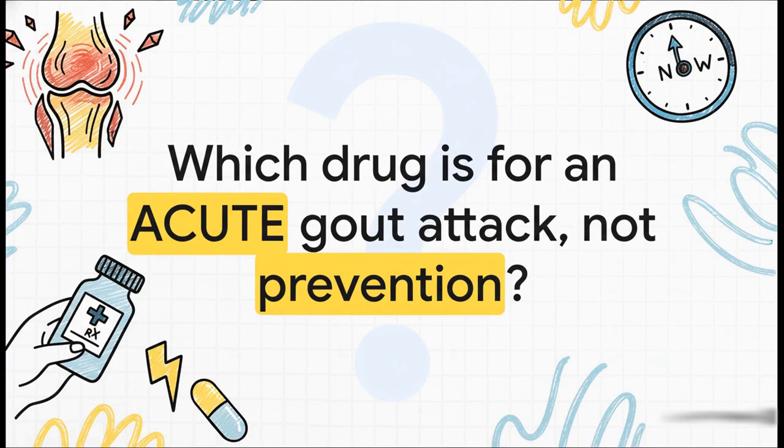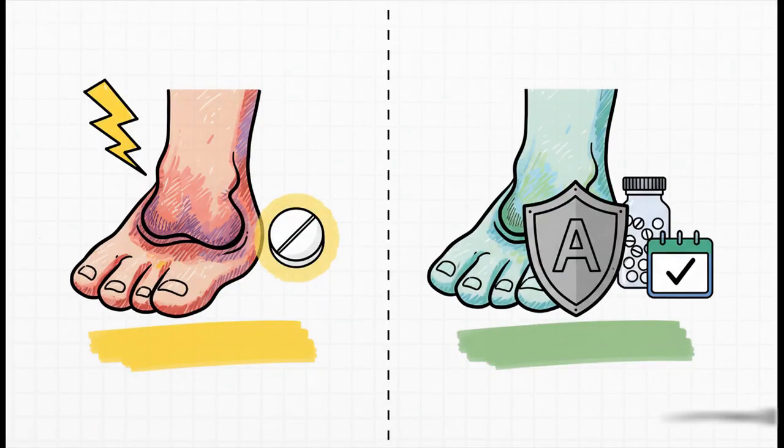They need relief right now. What's the drug we're reaching for? Not for prevention, but for the attack itself. That's it. Colchicine, brand name Colcrys. Remember the two different jobs on our table. Colchicine for the acute attack, allopurinol for chronic prevention. Nailing that difference is a guaranteed point.